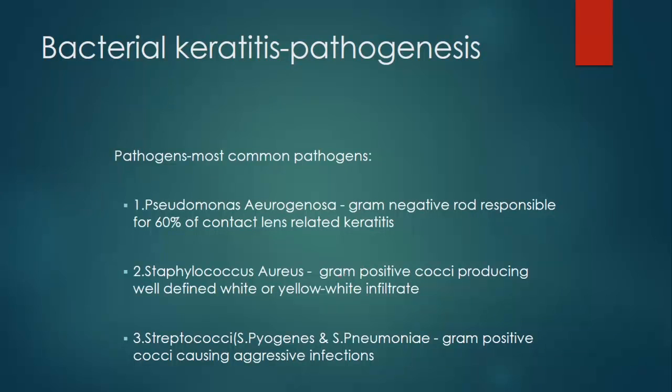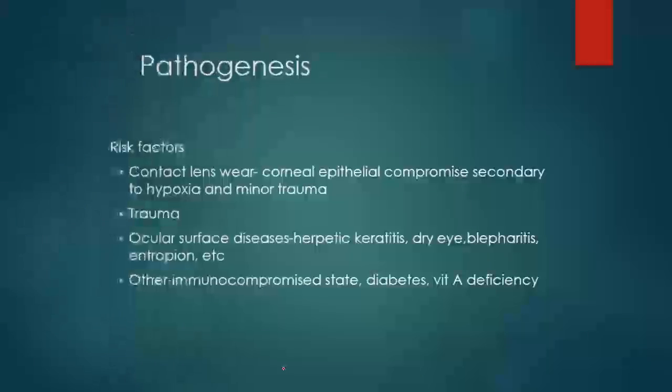Staphylococcus aureus is a gram-positive cocci producing a well-defined white or yellow-white infiltrate, and Streptococcus is again a gram-positive cocci causing aggressive infections.